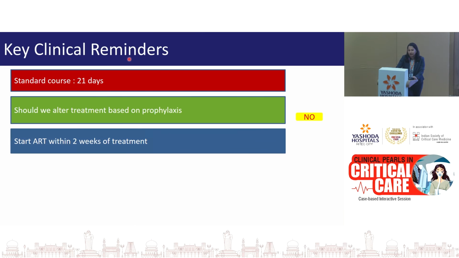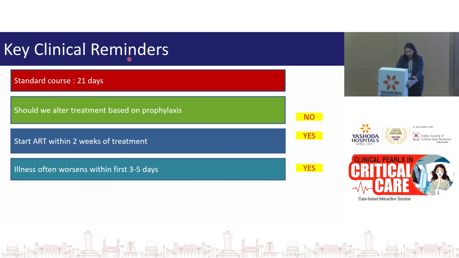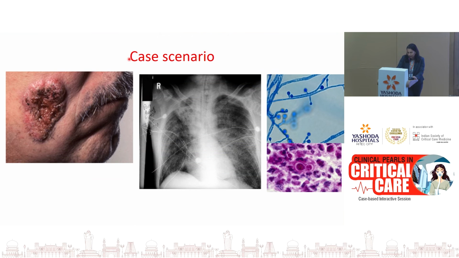So we need to remember that the standard course of treatment includes 21 days of management with these drugs, steroids and the cotrimoxazole, followed by prophylaxis, and we need to start the ART within 2 weeks. And if not treated on time, the illness has a very downhill course, and fatality can come very soon.